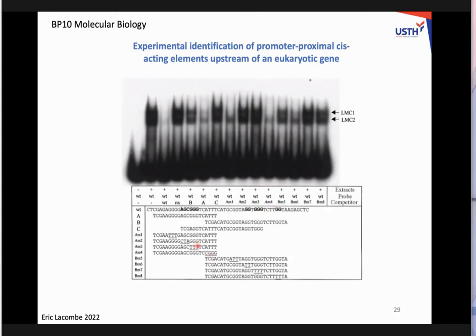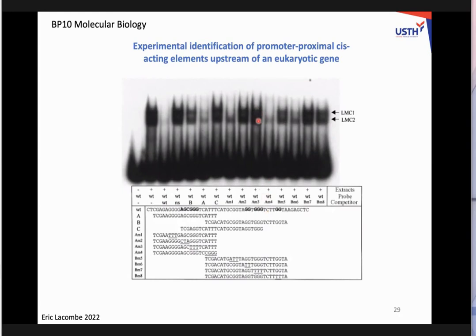Another example, which is much more obvious, is AM3. You take the A fragment as a competitor. I remember that when you use the A fragment as a competitor, the complex disappears. But if you take AM3 as a competitor, which is A, but with these 4 nucleotides that were G in the wild type mutated to T, look at what happens in AM3.